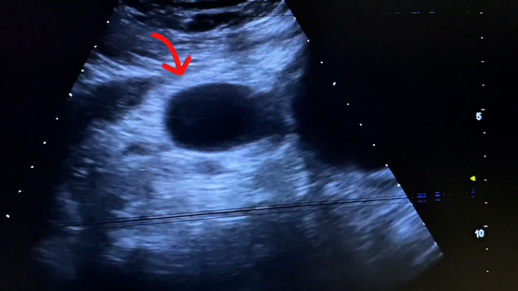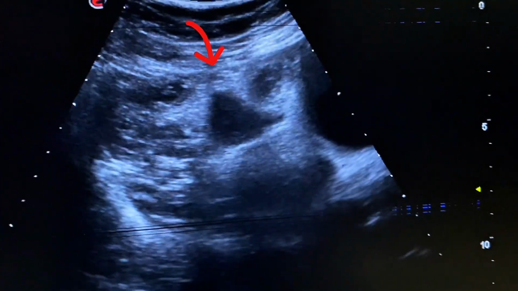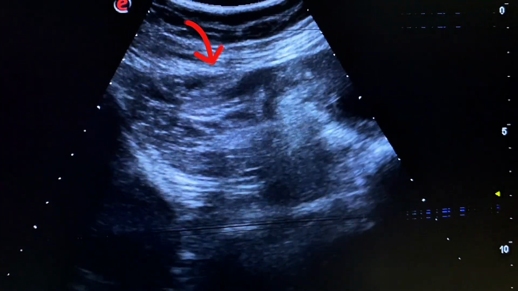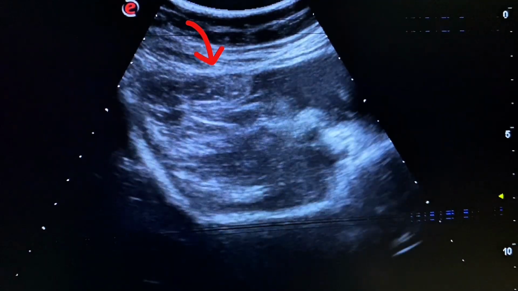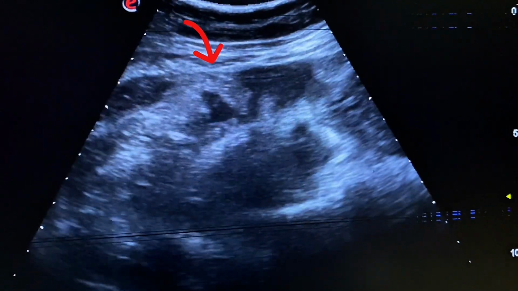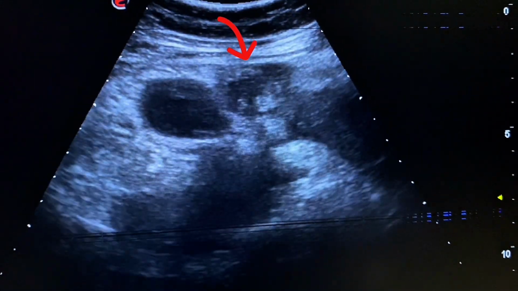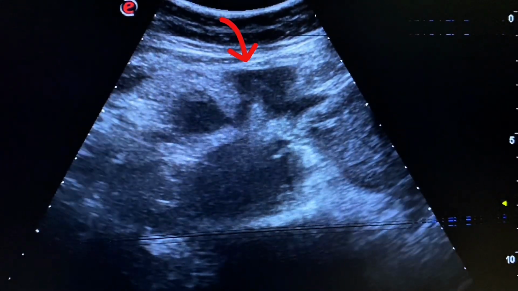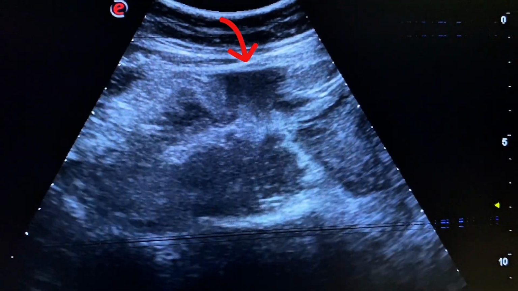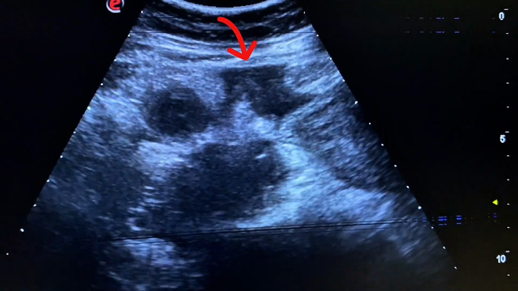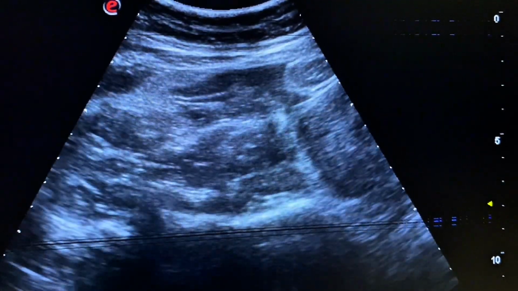The soft tissue around the small cyst also shows increased echogenicity and is inflamed. Here we see a collection in the soft tissues. Now how we will write the report.